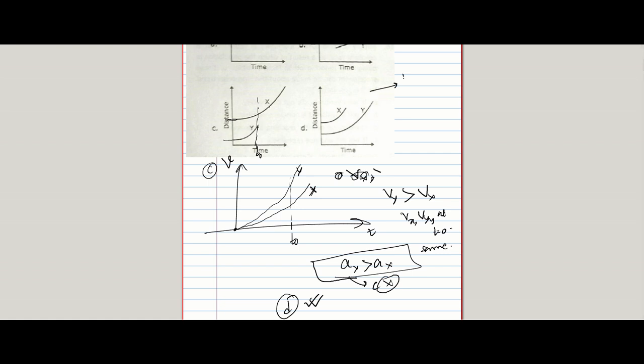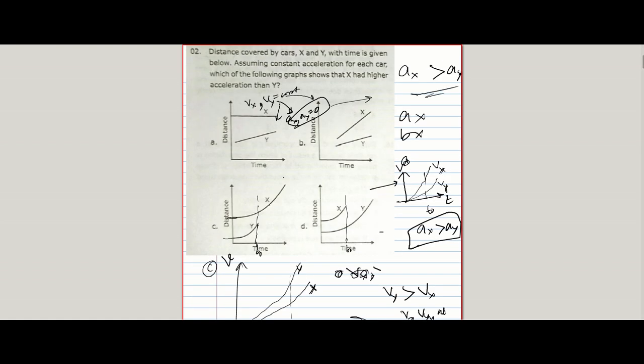For option D, we can do the same analysis. A velocity and time graph for this one will look like this: at t naught, the velocity of x is more, which means it will be like this, and for y it will be like this. So obviously ax will be greater than ay, and so this is the answer we need to find. So option D.